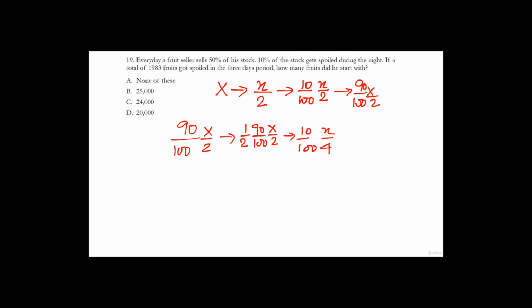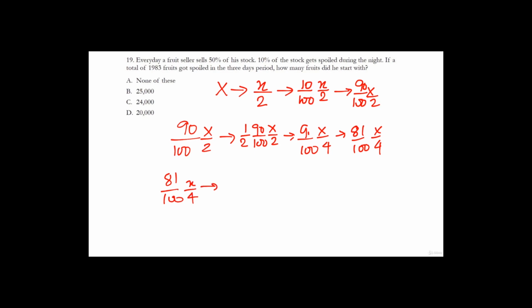Sorry, 10% of 90% of X by 4 will be spoiled. So the total quantity of spoiled fruits on the second day will be 10% of 90% of X by 4, which is 9% of X by 4. So out of 90% of X by 4, 9% of X by 4 is gone, which means the remaining will be 81% of X by 4. So this quantity is taken for the next day's sale. 81% of X by 4 will be the initial number of fruits on the third day.